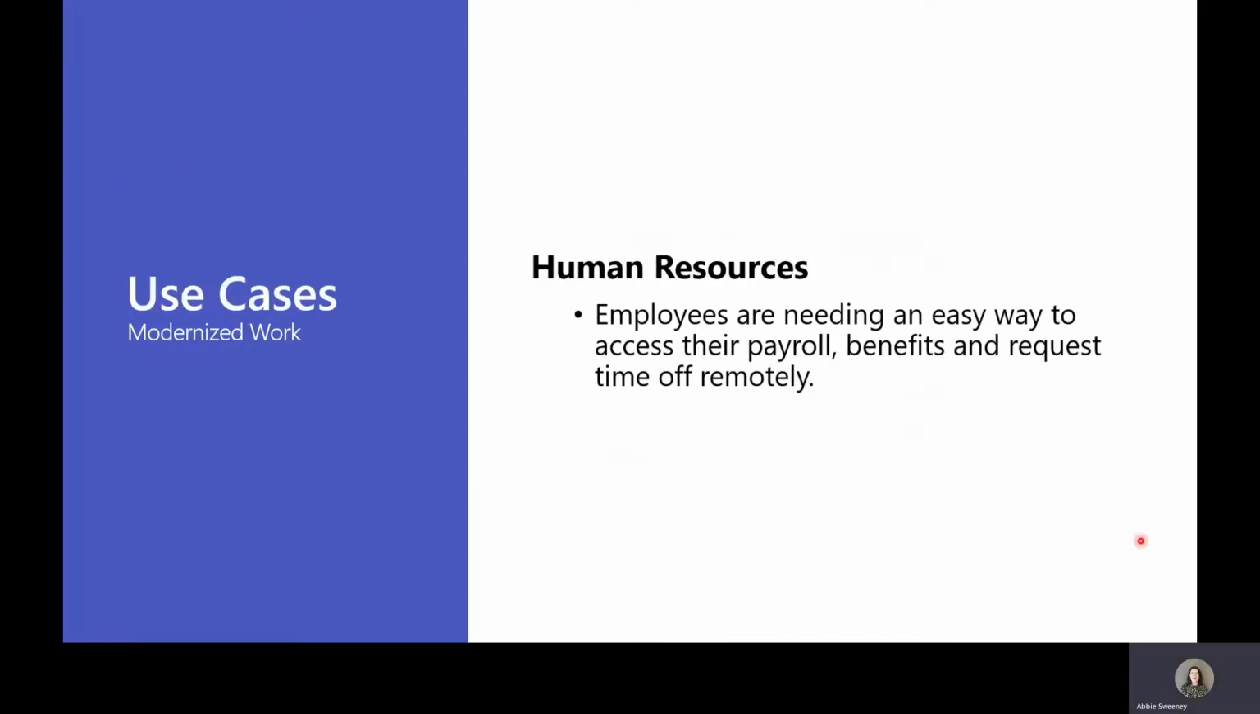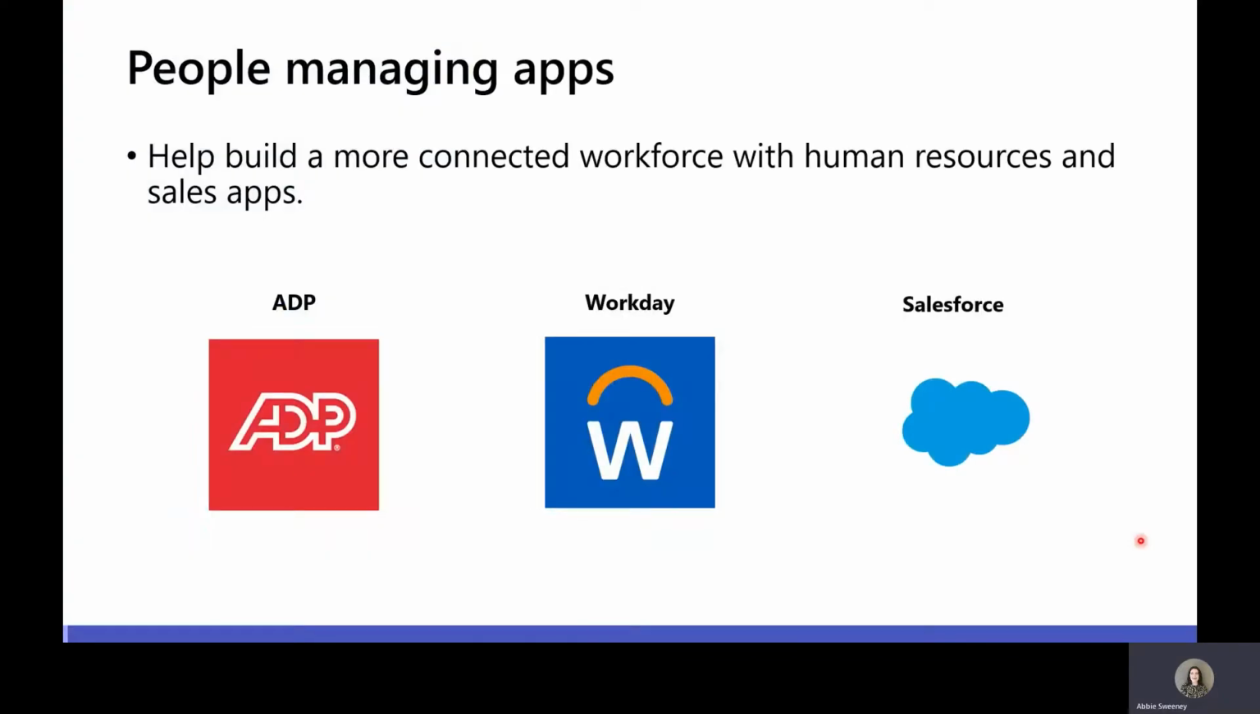So our second use case for modernized work is human resources. Human resources automation is really a common scenario. Things like employees needing an easy way to find tax information, benefit information, holiday information. And every organization has a different way of doing it. But this is a great scenario for integrating HR applications into Teams and automating it, similar to what we did with ServiceNow earlier. So let's see how we can do it.